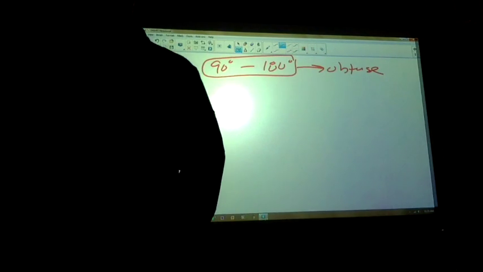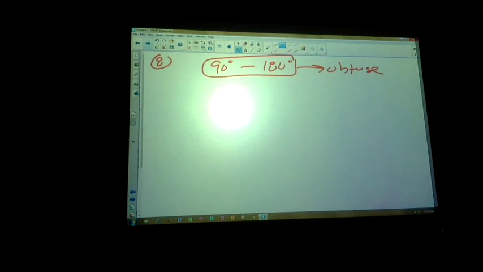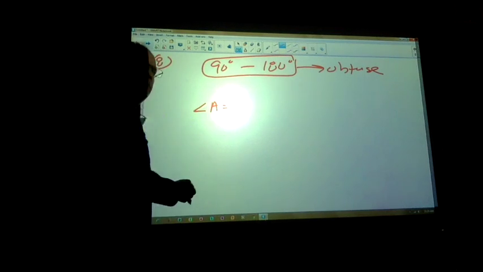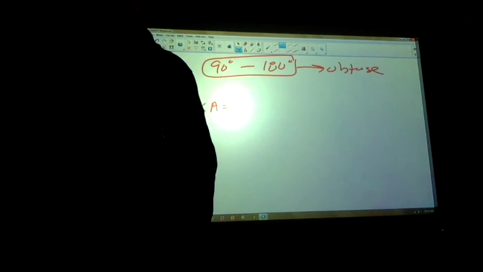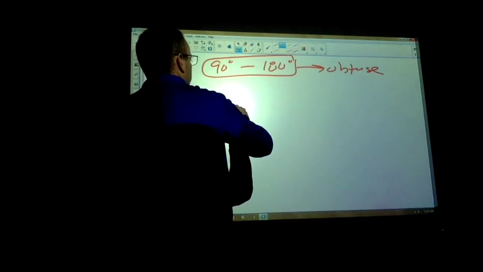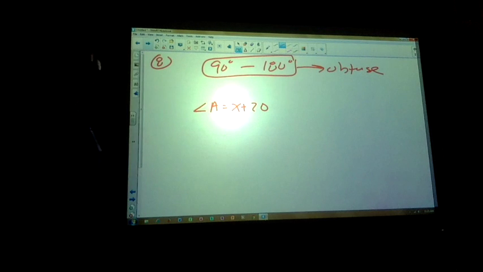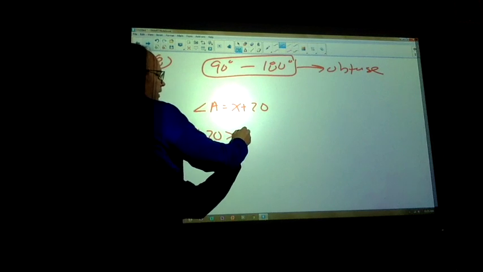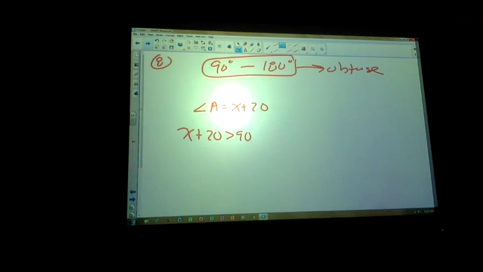Okay. So they tell us angle A is obtuse, and then they tell us that angle A is equal to what? x plus 20. So how should we set up the limits? Yeah, there's two different problems, right? So x plus 20 has to be greater than 90. What's my other one that I'm going to set up?